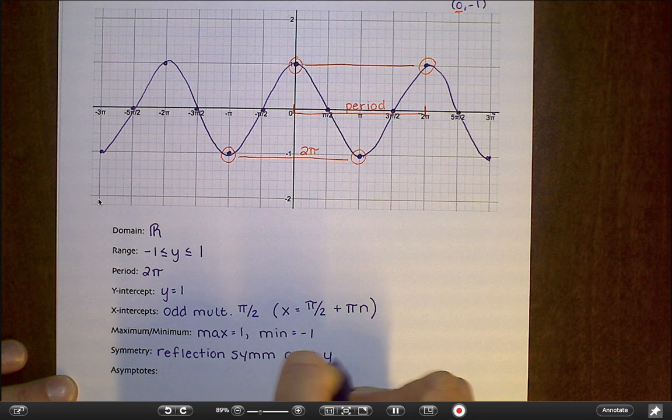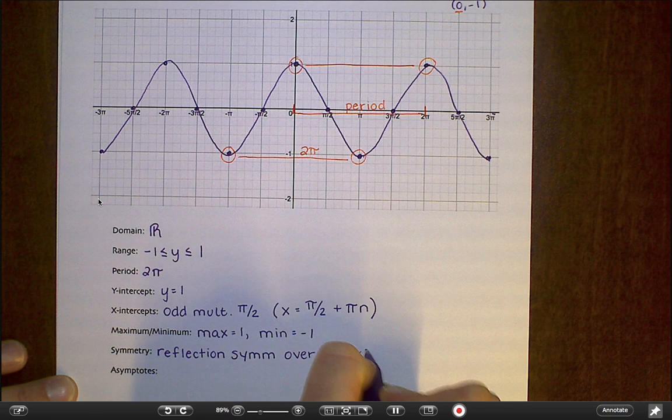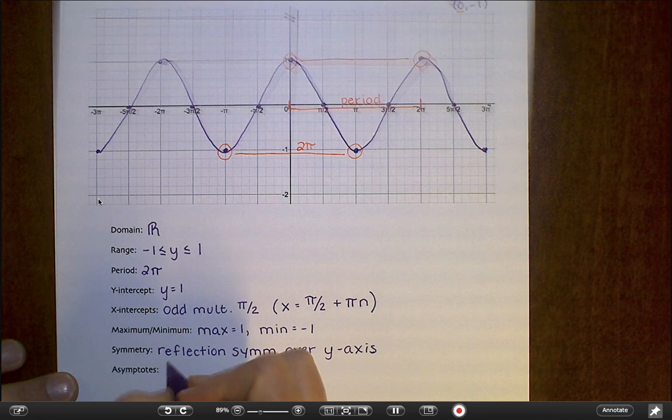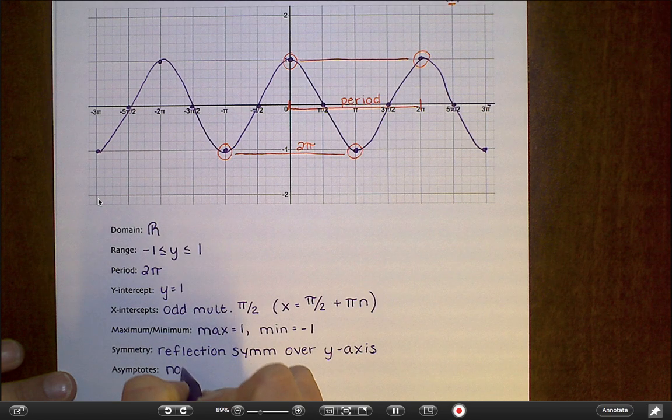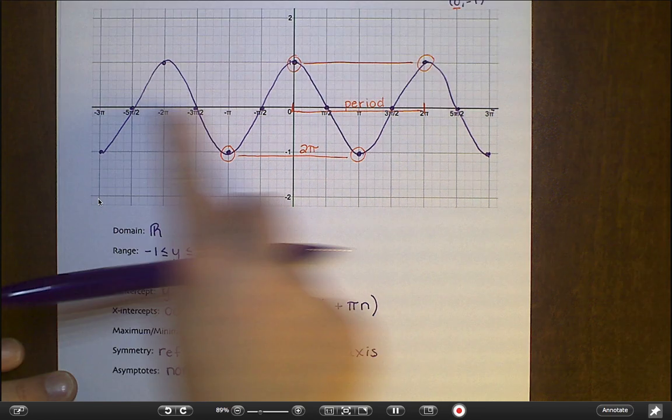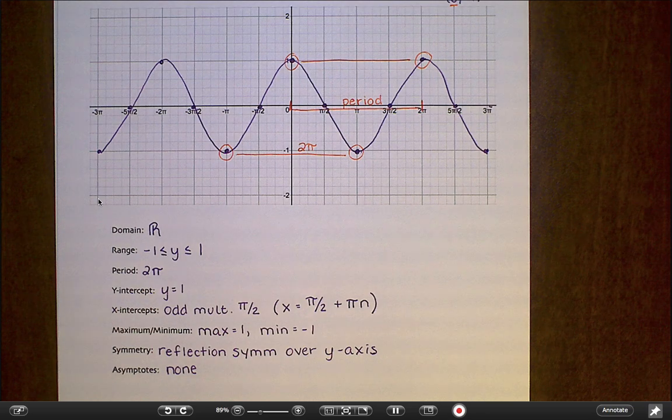Over the y-axis. And for asymptotes, like I mentioned before, there are none for sine or cosine. There are no discontinuities. There's no angles that cause us any problems when we're just talking about the cosine function.